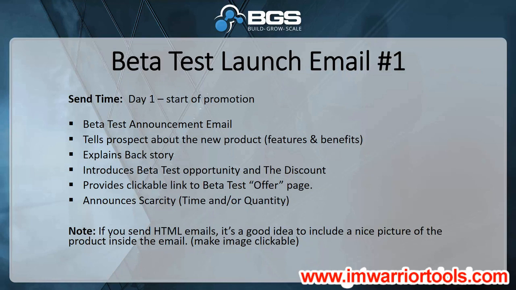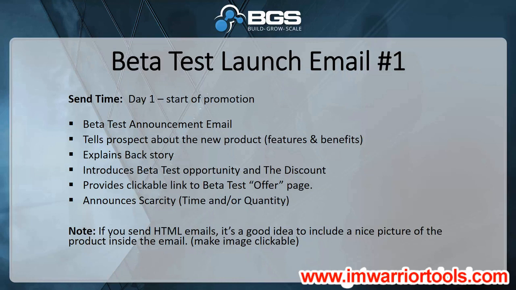Then you want to explain the backstory. Why the heck are you selling this product to begin with? Where did your brand come from? Why are you in the business that you're in? Then you introduce the beta test opportunity and the discount. Say, hey, we've got this new improved product or this brand new product, and we want you to test it out before we hit it out to the main market. In exchange for that, we're going to give you a discount. Then you provide a clickable link to the beta test offer page where they can opt in and then go through the registration process and get their discount. You want to also announce the scarcity, time, and/or quantity for the offer that you're running.